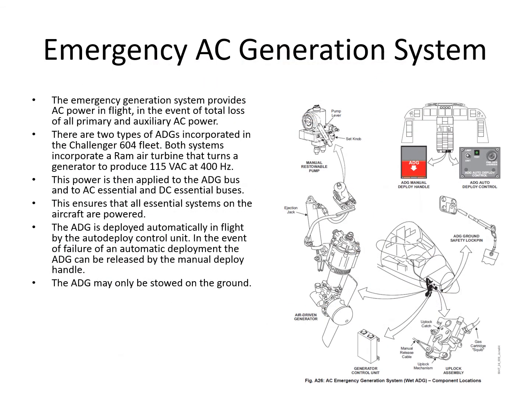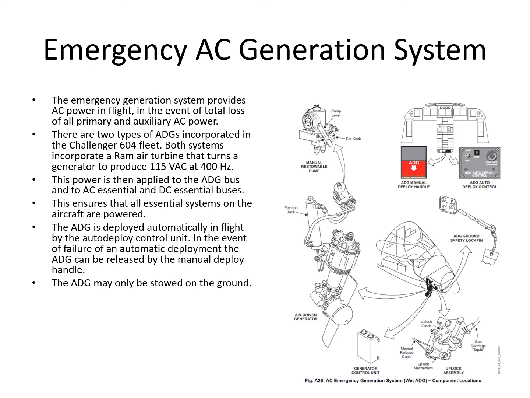Right, so let's talk about the emergency generation system, which is basically our ram air turbine, or ADG. This provides AC power in flight in the event of a total loss of all primary and auxiliary AC power. Now there are two types of ADGs on the 604s. Both of them have a ram air turbine that turns a generator to produce 115 volts AC at 400 Hertz.